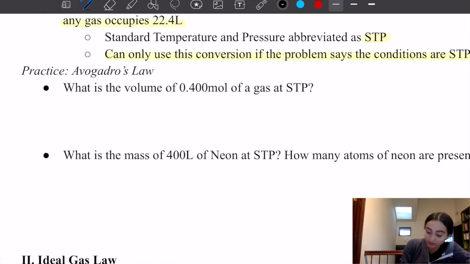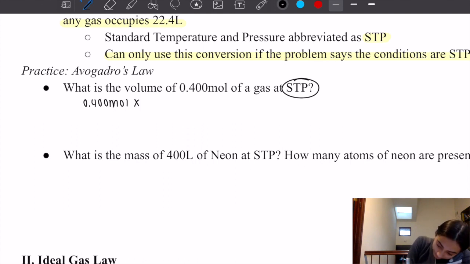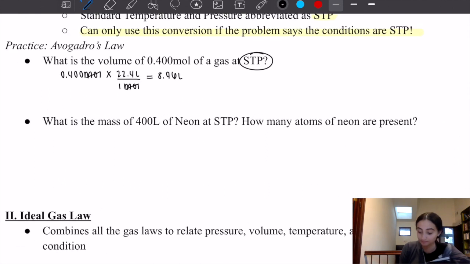So if we want to find the volume of 0.400 moles of a gas at STP, my first light bulb going off is that we have STP. So I don't need to do any other equations. I can just do 0.400 moles and then write a regular conversion that 22.4 liters is equal to 1 mole. And my units of mole cancel out. Then all you have to do is plug into your calculator 0.400 and multiply it by 22.4. And we're going to get 8.96 liters as our volume.